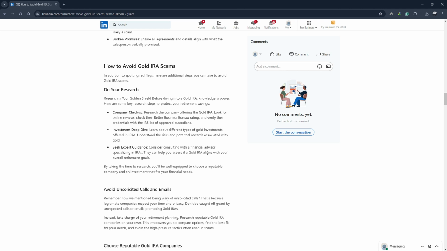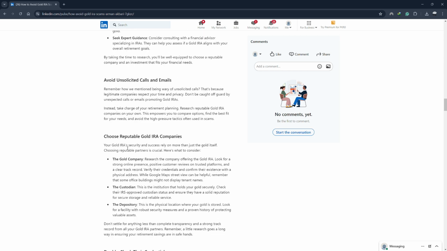7. Get independent advice. Before committing to a gold IRA, consult with a trusted financial advisor who has no affiliation with the company you are considering. They can provide an unbiased assessment and help you understand the potential risks and rewards of investing in a gold IRA. 8. Due diligence. Always perform due diligence.